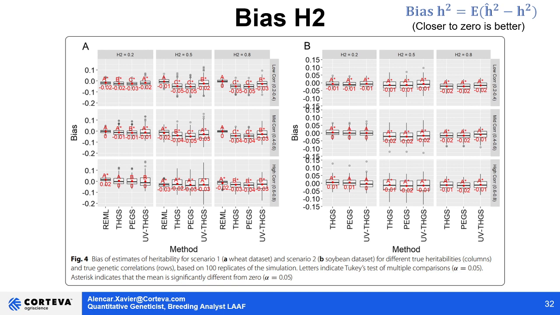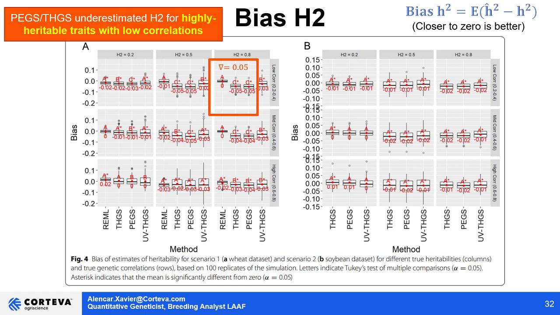Now let's look at the bias of the heritability. The largest discrepancy we saw in comparing REML to the proposed methods was 0.05. That happened when the heritability was really high and the genetic correlations were low. So the proposed methods underestimated the heritability of the trait by on average 0.05.